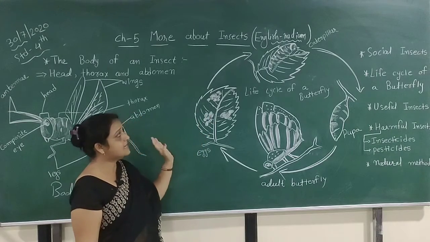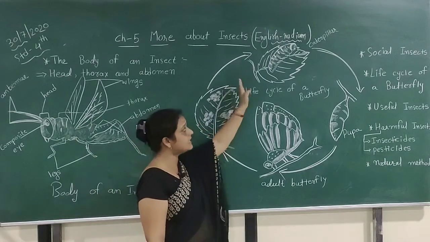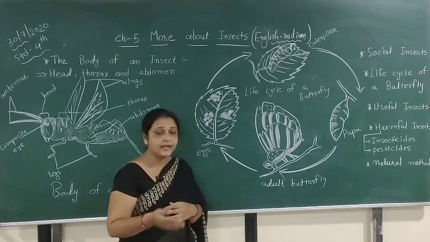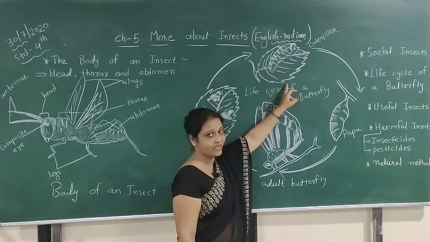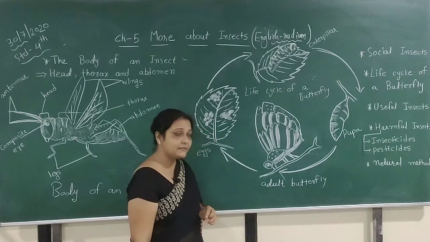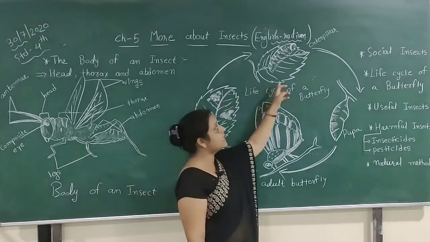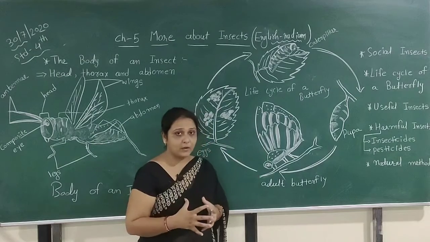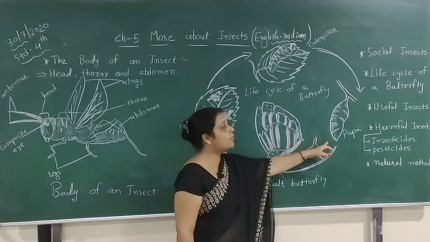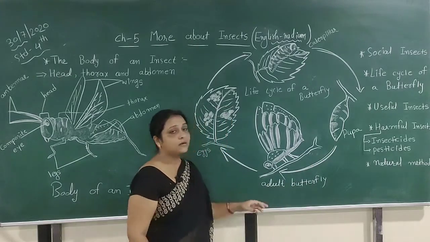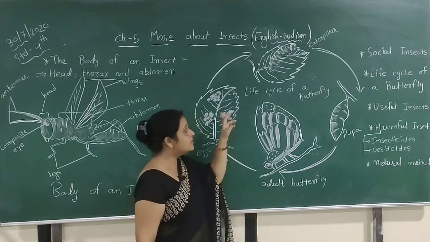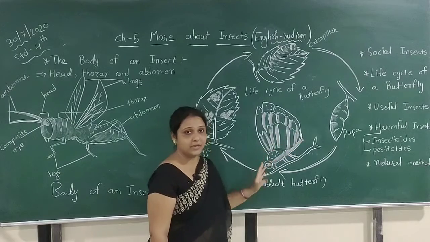After some time the eggs hatch, and after hatching we can see the caterpillar from the egg. After some time the caterpillar makes a cocoon around itself and we can see the pupa, and after some time the pupa becomes the adult butterfly. This is the life cycle of a butterfly.